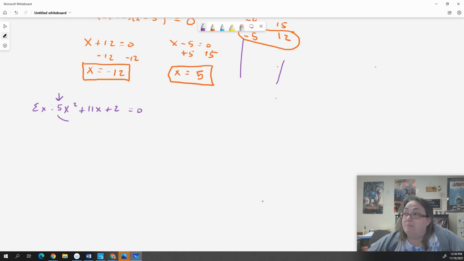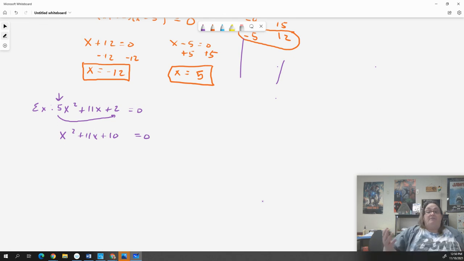This is one of those problems where I had you multiply the 5 times the 2, the x squared term times the 2, and rewrite the problem as x squared plus 11x plus 10, right? And we've still got that equals 0, but we don't really need to play with it yet. We're just going to find our factors of 10 that equal 11, which is super easy when we're talking about 10, right? If I have my factors of 10, I have 1 and 10, and I have 2 and 5.